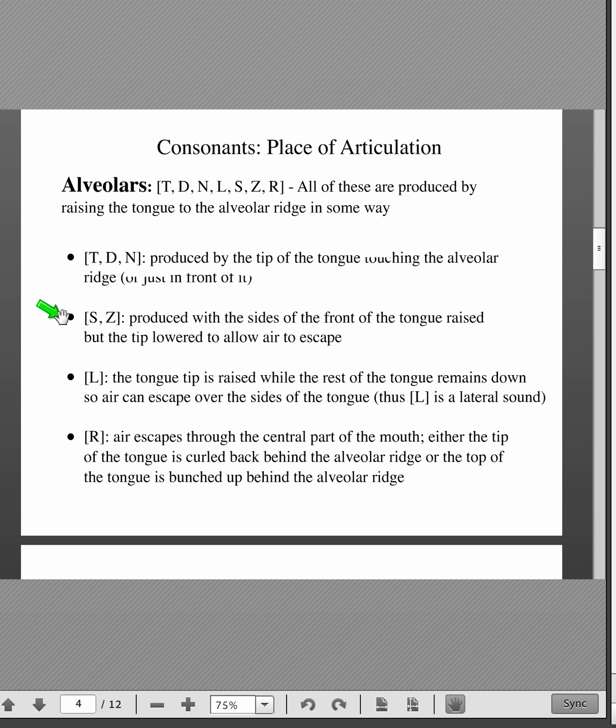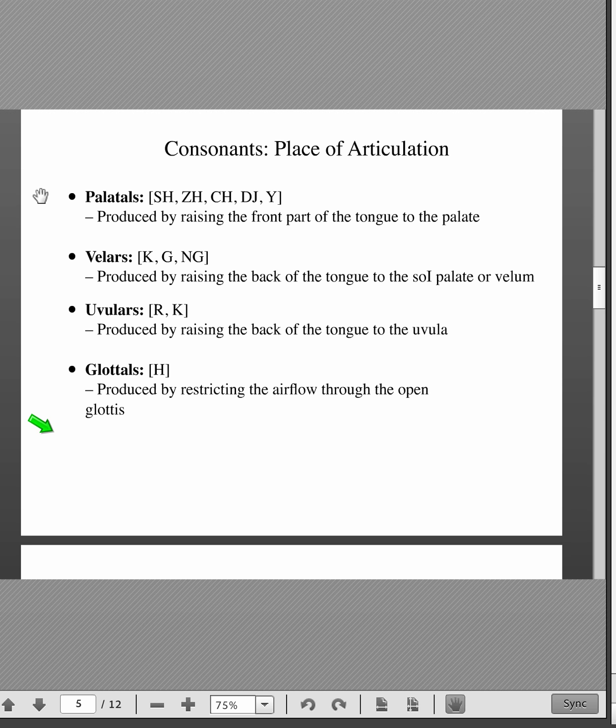We are actually using the voice when we say L. So you're vibrating the vocal cords. It's a voice sound. R, same thing. R. We're using the vocal cords.